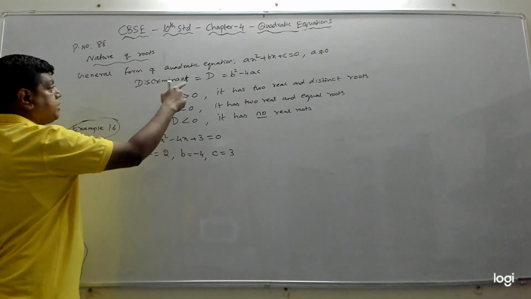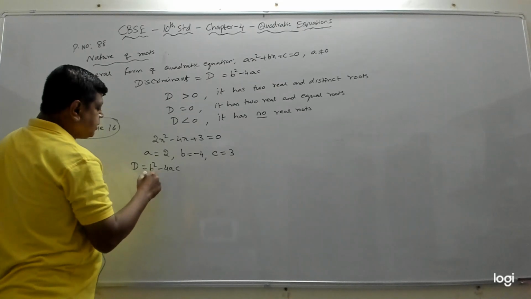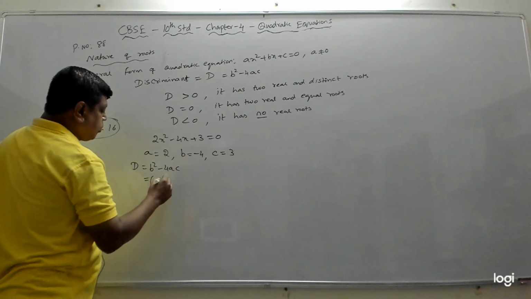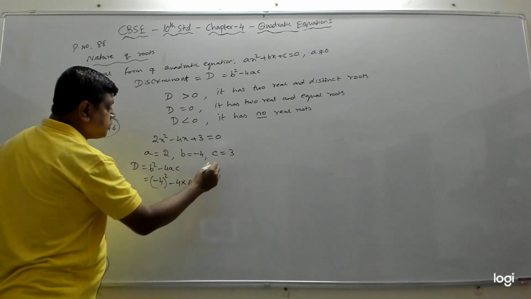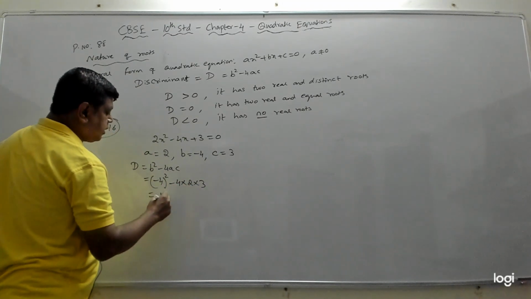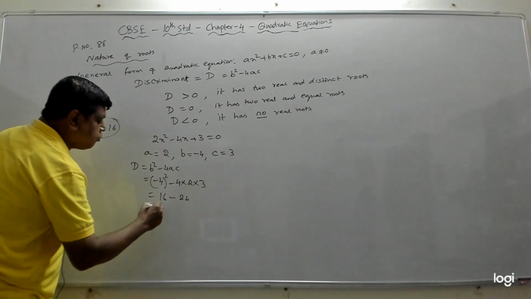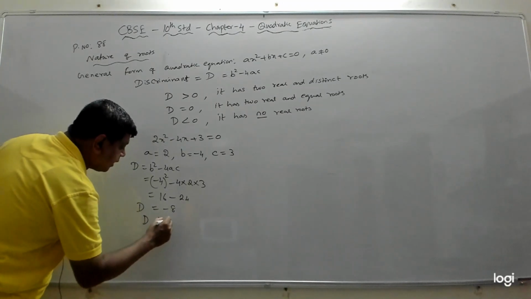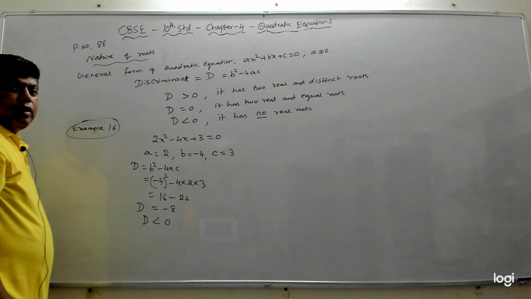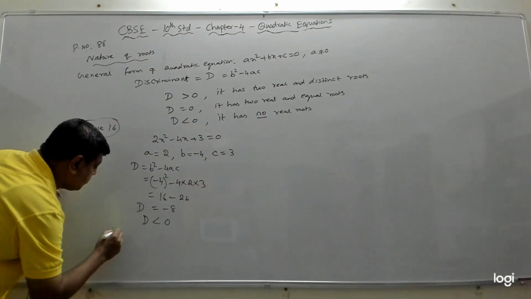Now let's find what D is. D is equal to b square minus 4ac. The value of b square is minus 4 the whole square. b is minus 4, into a, a is 2, into c, c is 3. Now minus 4 square is 16, minus, 4 times 2 is 8, times 3 is 24, which gives minus 8. So D is minus 8, which means D is negative. D is less than 0. When D is less than 0, it has no real roots.